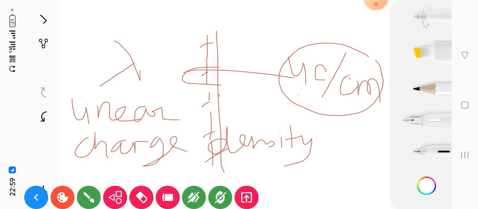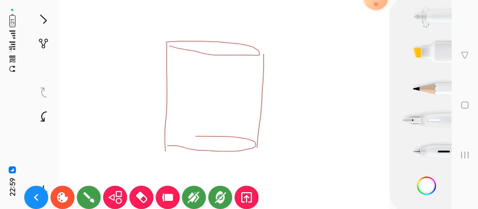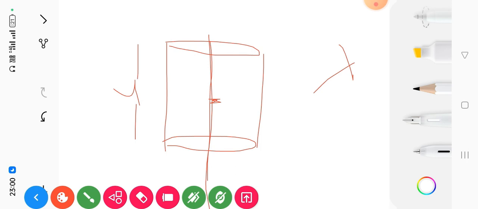And you see the cylinder I have drawn. Suppose this is of L length. So how much charge will be in this? The charge density is for 1 centimeter, the charge is lambda. That was the linear charge density. Just multiply with the length. This is the charge enclosed. So everything has been plugged in.